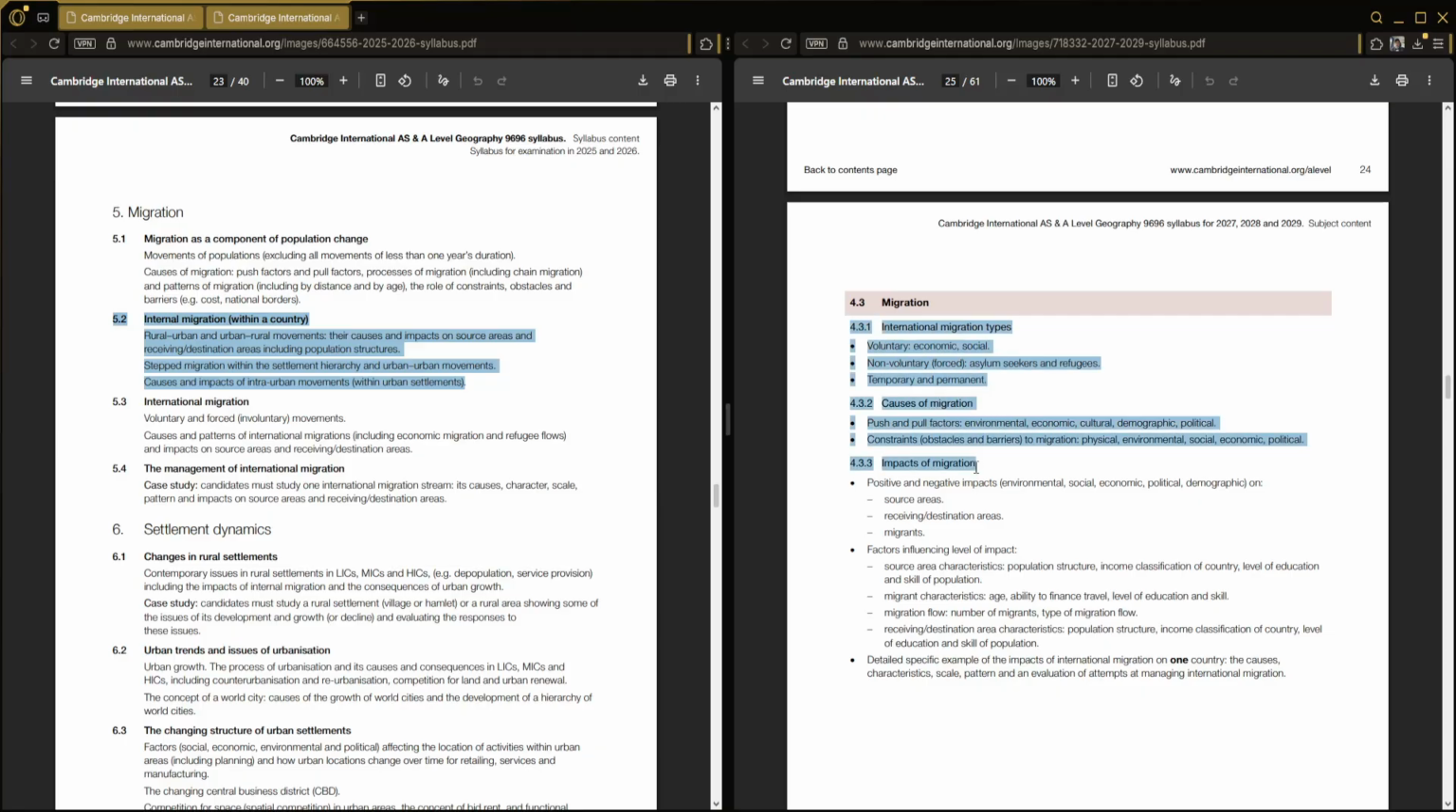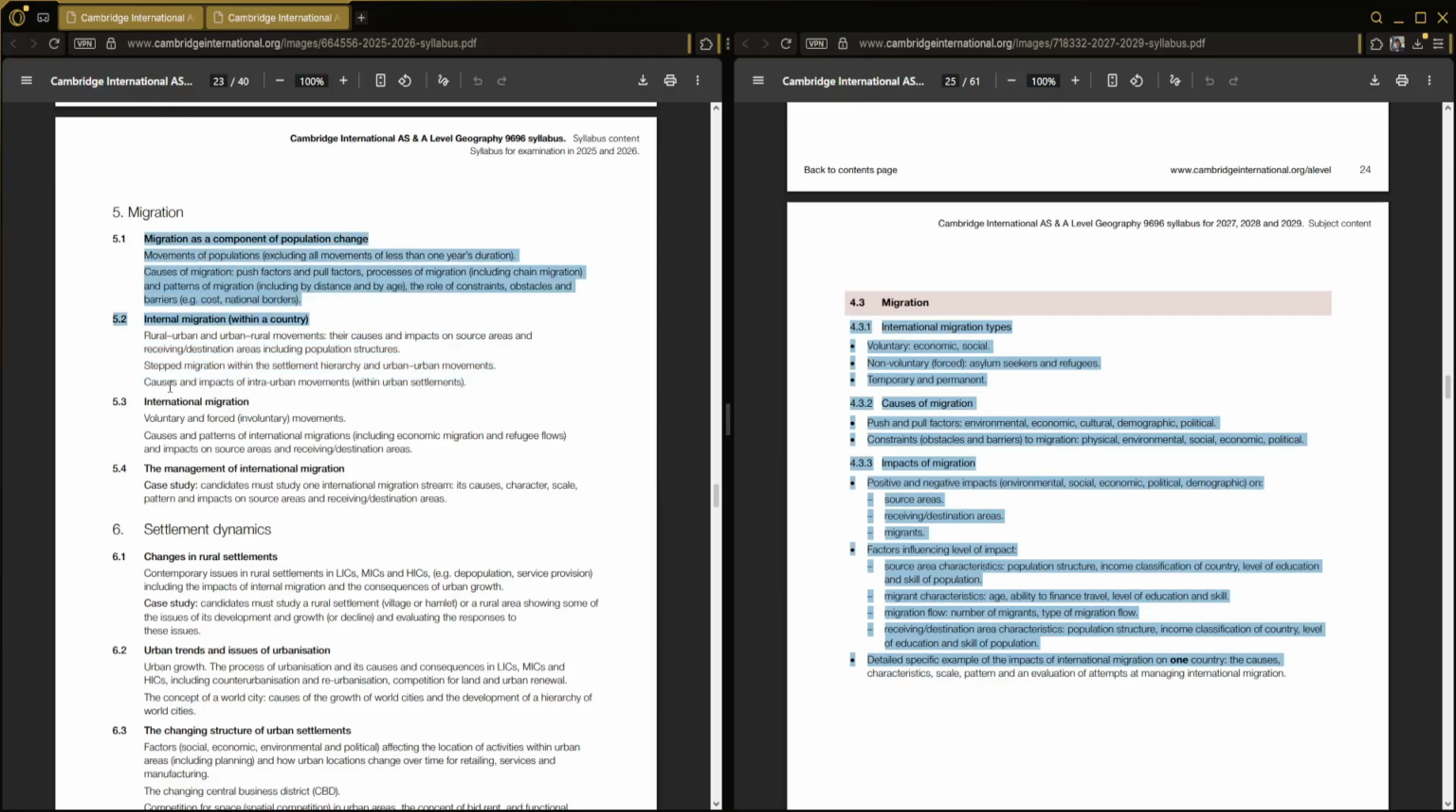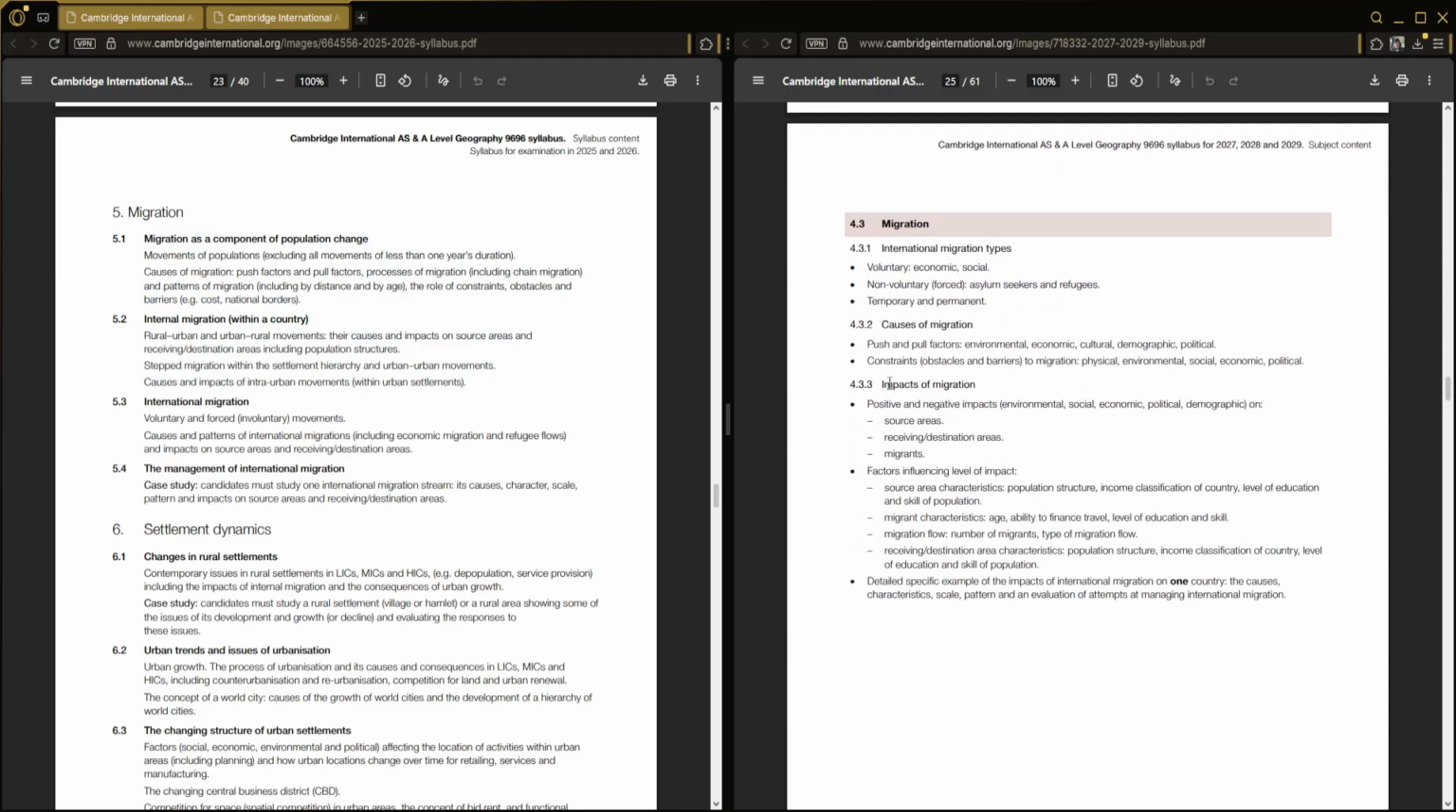These things you had to learn anyways. Everything here is basically the same thing from over here. What's been added is that impacts have been much more detailed. In the previous syllabus, you only had to know about the impacts on the source and receiving areas. Now you need to know about the impacts on the source, destination, and also the migrants themselves.